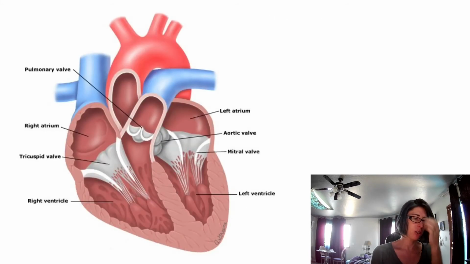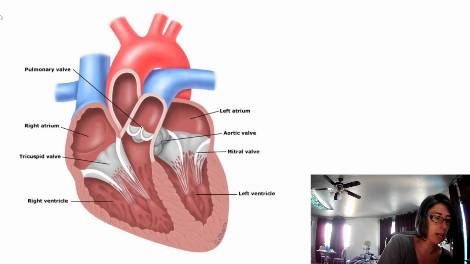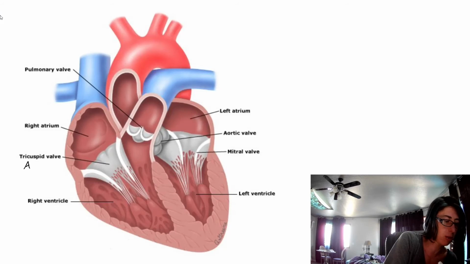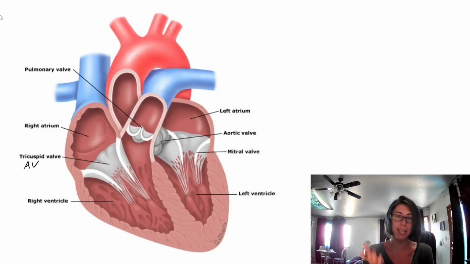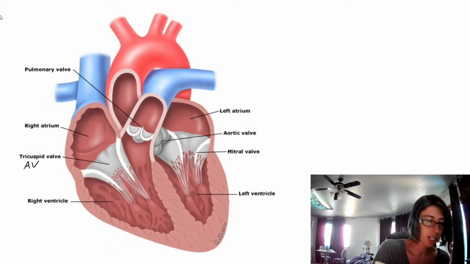All right, so here's just another picture of that. So you have the right atrium and the right ventricle. You have the tricuspid valve, which is an AV valve, atrioventricular valve between the atria and the ventricles. So blood's going to move from the systemic circuit, from the inferior and superior vena cava, into the right atrium, through the tricuspid valve, into the right ventricle.